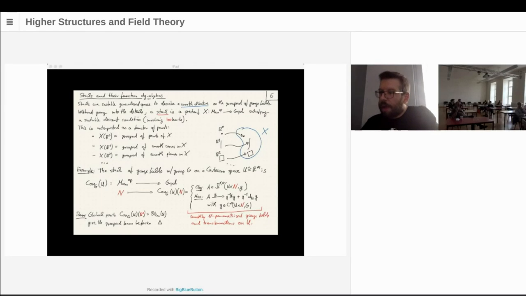I'm not sure I understood it. So this X is a functor or what? X is a functor.